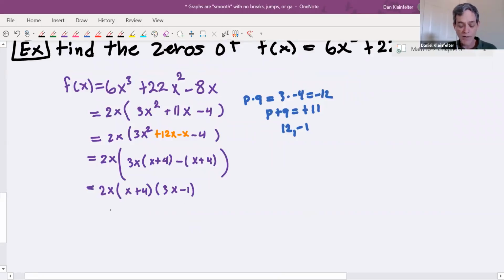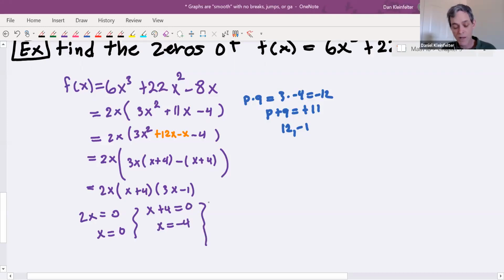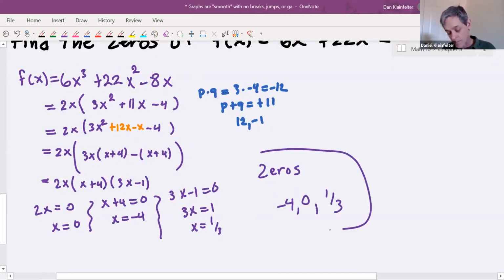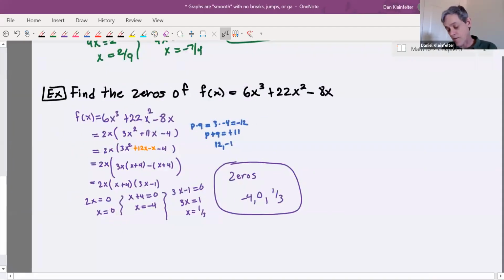So now we just want to identify what the different zeros are. So this f of x will equal 0 if 2x is equal to 0, and that'll happen if x is 0. Or if x plus 4 equals 0, so that x equals -4. Or if 3x minus 1 equals 0, so that x equals 1/3. So our three zeros are going to be -4, 0, and 1/3. I like to write them in order. All right, so there's a couple of examples where we found some zeros by factoring.